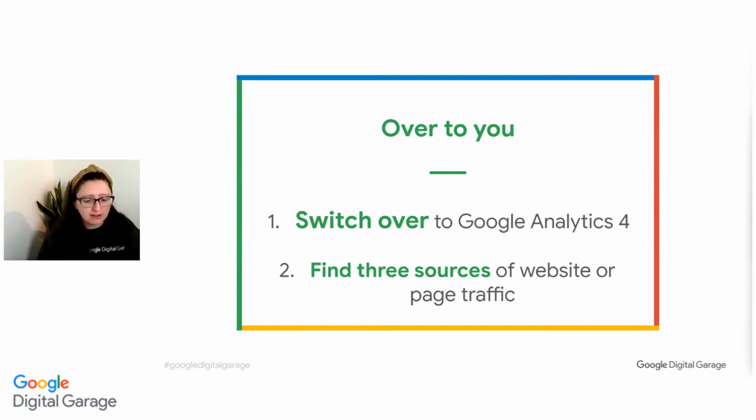You can run GA4 alongside your Universal while it's still available, and then you're not going to have any loss of data because you'll have built up that GA4 over time. And finally, find 3 sources of website or page traffic. Have a go, have a play around and see if you can look at your own data and find some of those sources of where your traffic is coming from, and dive a little bit deeper with some of the images that I've shown you today.